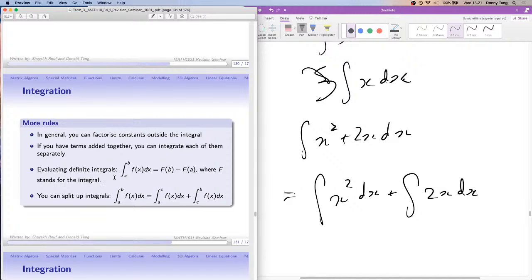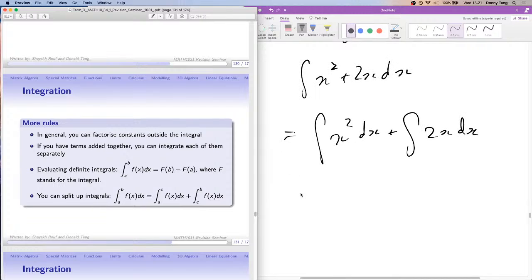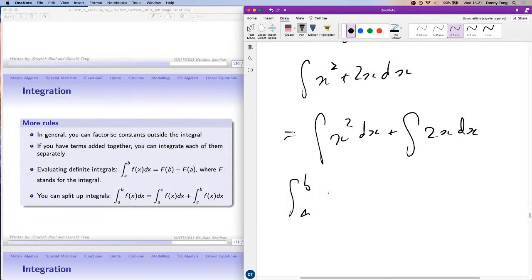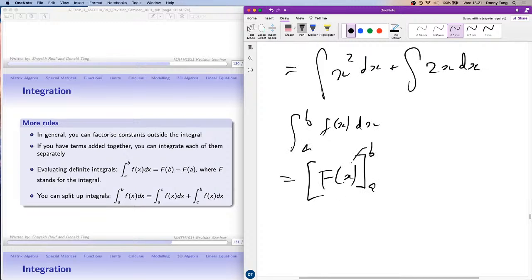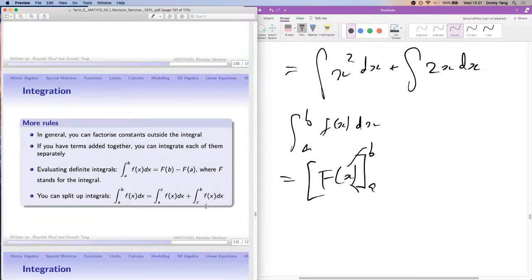Evaluating definite integrals, what we want to do is find the integral, right? So this capital F is the integral. You sub in b, and you subtract the same integral subbed in a, and that's pretty much how you do it. The way you write it out is the integral of f(x), with bounds b and a. Then you sub in b, sub in a, like that, and subtract them.